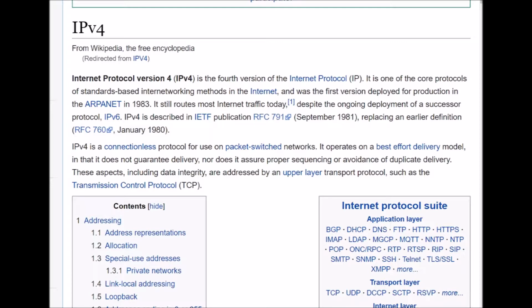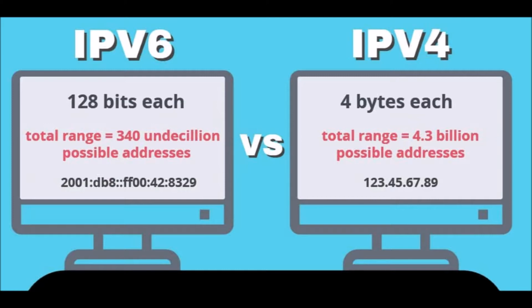It is one of the core protocols of standards-based internetworking methods in the Internet, and was the first version deployed for production of the ARPANET in 1983. It still routes most Internet traffic today, despite the ongoing deployment of a successor protocol, IPv6. IPv4 is described in IETF publication RFC 791 from September 1981, replacing an earlier definition from 1980.